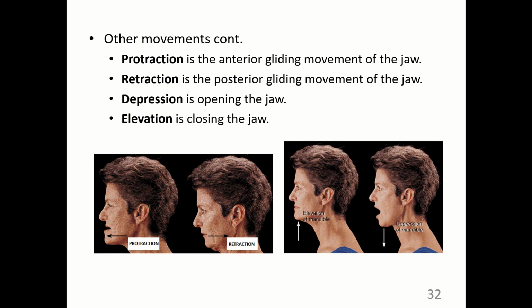Just a couple other movements. Protraction and retraction go together. Protraction is the anterior gliding movement of the jaw, and retraction is the posterior gliding movement of the jaw. And then depression and elevation go together. Depression is opening the jaw or lowering the mandible, and elevation is closing the jaw or raising the mandible.